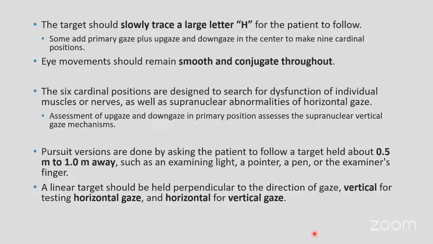And for pursuits, we have to ask the patient to follow a target held 0.5 meters to 1 meter away, such as a light, a pointer, a pen, or the examiner's finger. A linear target should be held perpendicular to the direction of the gaze: vertical for testing horizontal gaze, and horizontal for the vertical gaze.